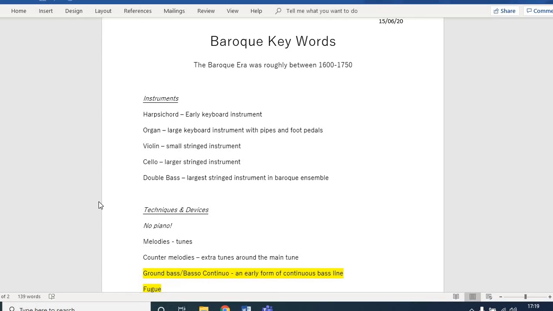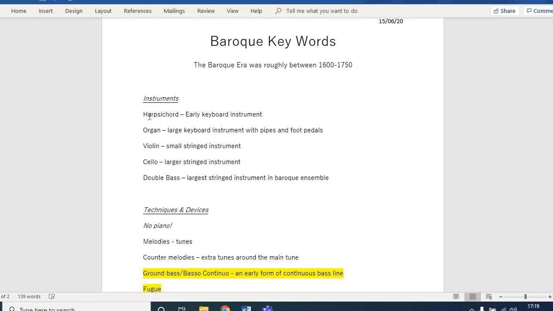We're going to start with the Baroque era, which was roughly between 1600 and 1750-ish, okay? Whenever you're studying an era and a period of time in history, there are specific things you'll need to be able to identify by ear. The most important ones are instruments, because if you can orally identify these instruments together, then you're pretty much there to knowing that it's the Baroque era.